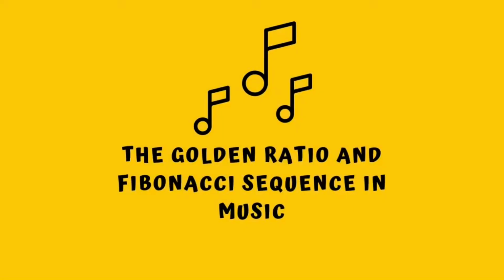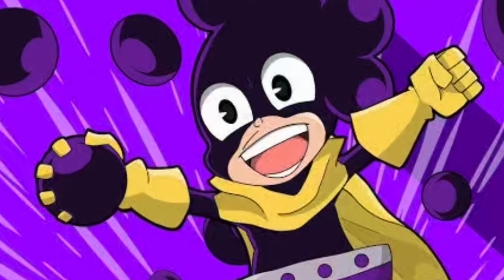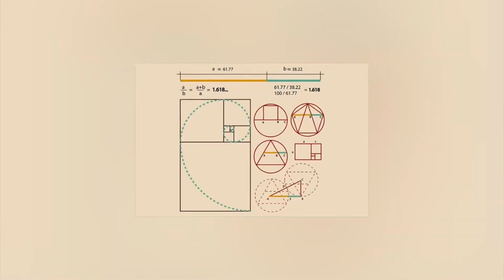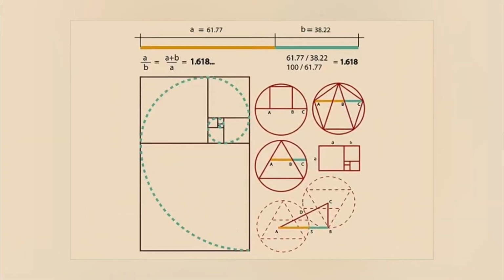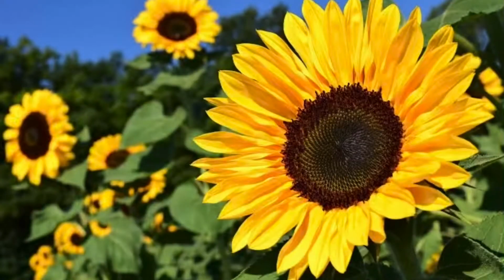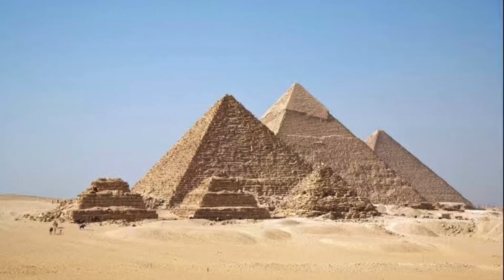Now to the topic at hand. You may be thinking now, Matt, how did the Fibonacci sequence and the golden ratio appear in music? Well, my friend, I'll explain it to you now. As I previously stated, the golden ratio is something that can be seen by the naked eye. Some examples, of course, are sunflowers or the pyramids in Egypt.